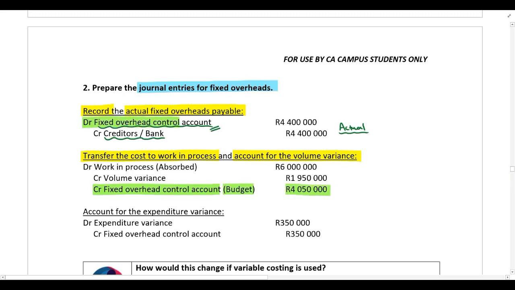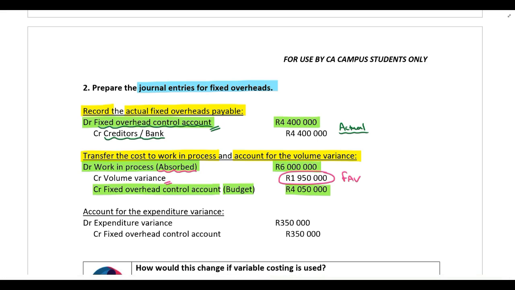So we took the actual cost to the fixed overhead control account. You are now taking out the budgeted cost. And we debit work in process with the absorbed cost. Remember, when we are valuing inventory, we use the absorbed fixed overhead to calculate the value of closing inventory. It's the absorbed fixed cost that is taken to work in process. All right, not the actual cost, not the budgeted cost, the absorbed cost. And the difference between those two amounts is your volume variance. And this is a credit to profit and loss because the volume variance was favorable.